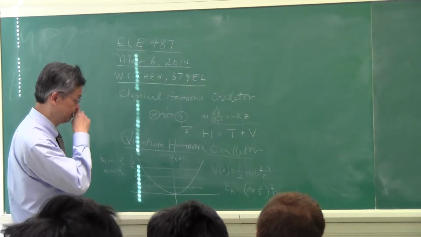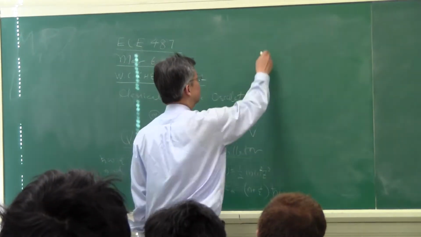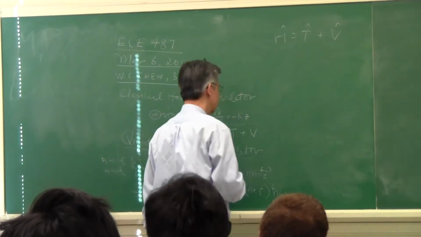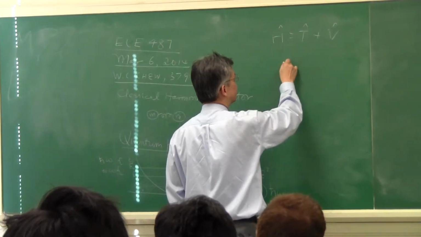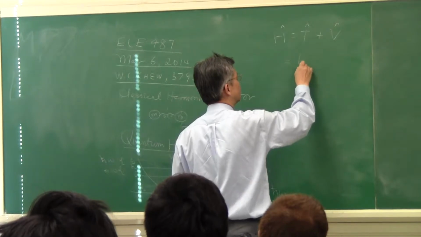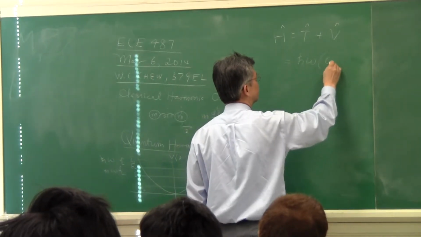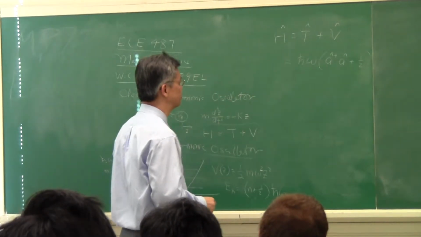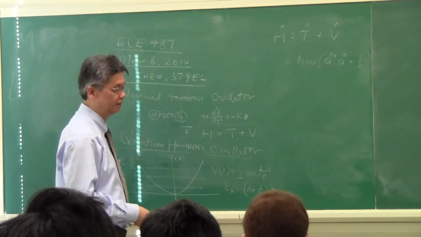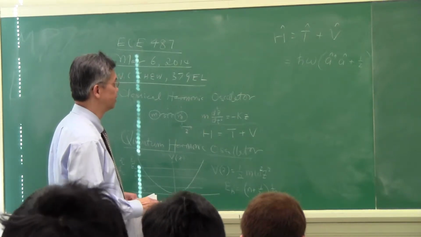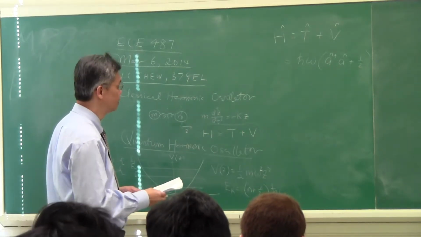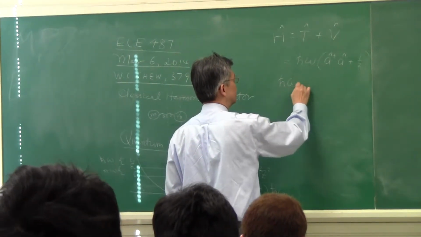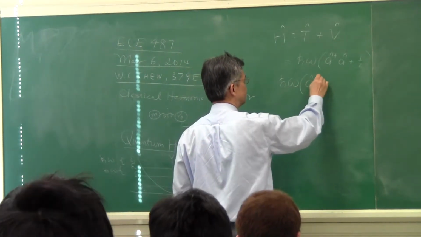And then we say that the Hamiltonian can be written as T hat plus V hat for this system. But finally, we show that it can be written as h bar omega times (a hat dagger a hat plus half). Okay, where a hat dagger and a hat are the creation operator and the annihilation operator. And then we found that the Hamiltonian for this system is given by this.